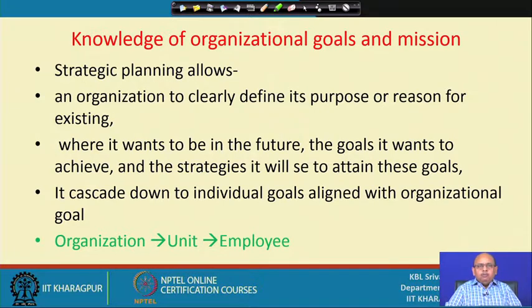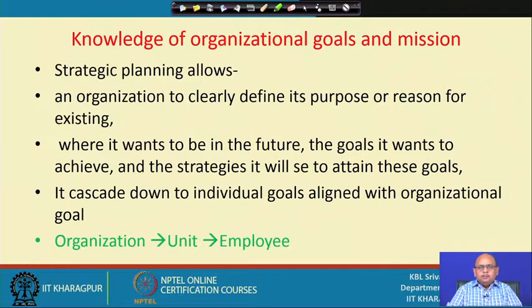And you know that before we go about strategy, you have to decide what your vision is, what your mission is, and what goals and objectives you want to achieve, right. Because in strategic planning, you decide what your strategy would be to achieve the goals and objectives of the organization. But before that, you must be clear about your vision and mission, that is, you need to identify the purpose or reason for existence, right. What is this organization for?